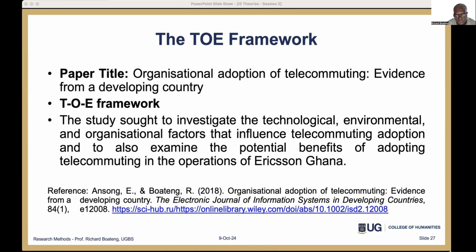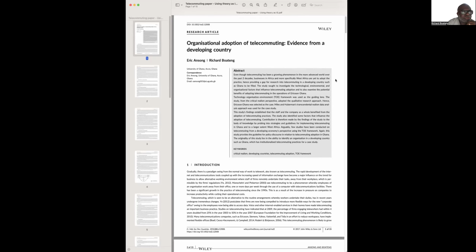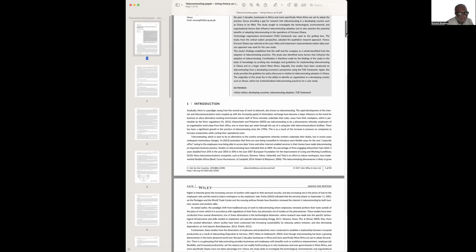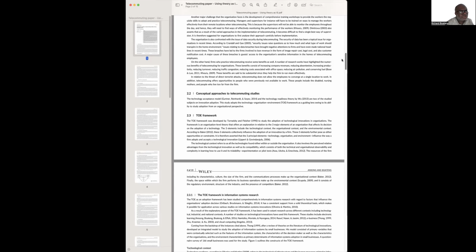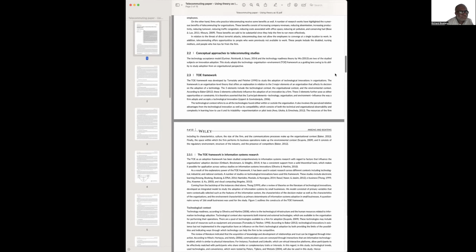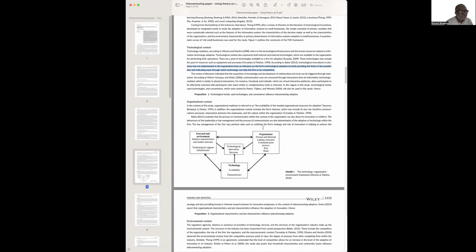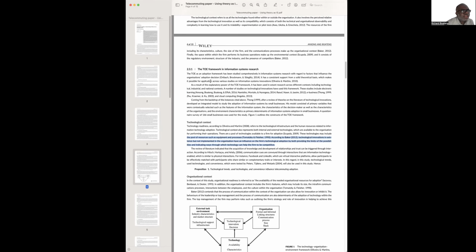Okay, so let's continue. This is Organizational Adoption of Telecommuting: Evidence from a Developing Country. The TOE framework was used as a guiding lens. As you go through, there's a whole section on conceptual approaches to telecommuting study. They review existing approaches that are there, and I use the TOE. So I mention the TOE as an adoption framework.